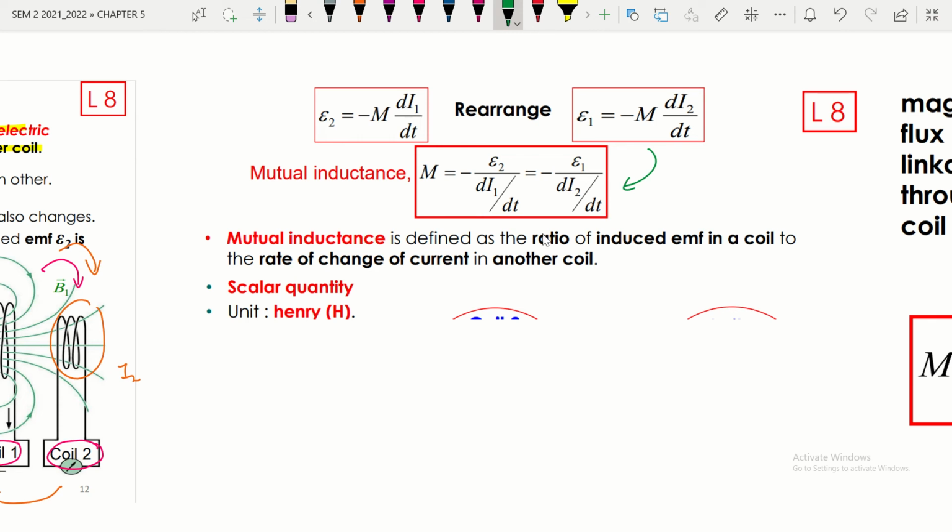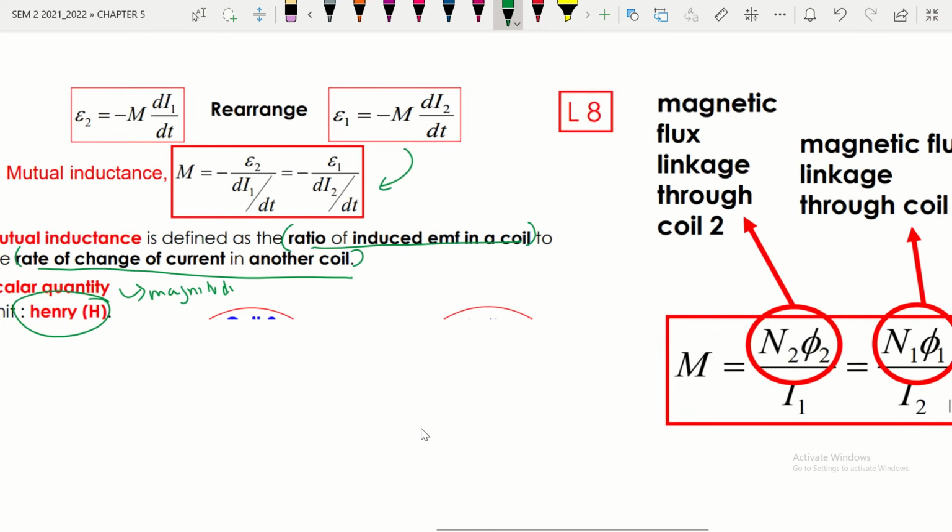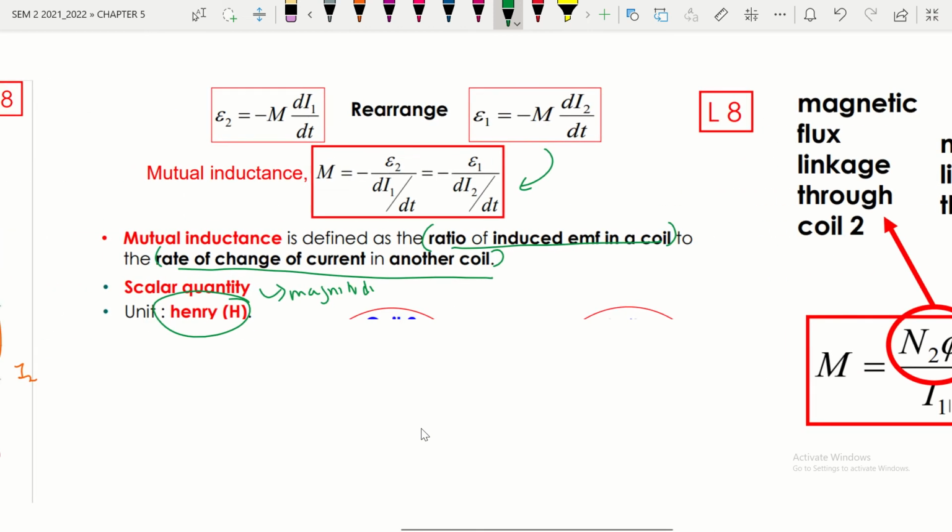So mutual inductance is defined as the ratio of induced EMF in a coil to the rate of change of current in another coil. So nampak tak? So contoh EMF of coil 2, rate of change of current dekat coil 1. And dia adalah scalar quantity, which is dia cuma ada magnitude. And the unit is Henry, H. So that is mutual inductance.